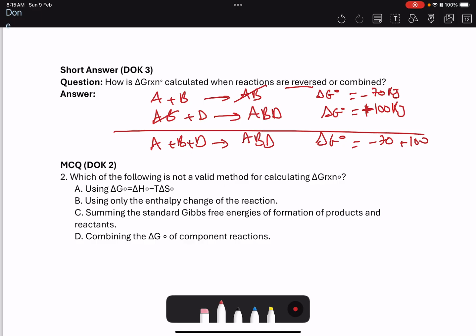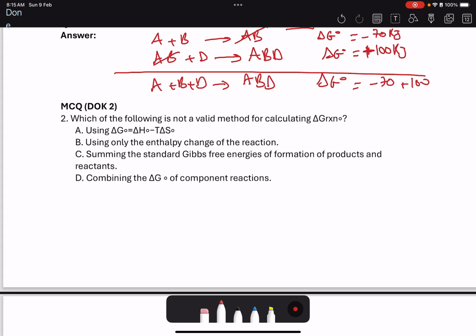Now moving on, which of the following is not valid for calculating delta G? Now this formula is always given to you in the exam. You have a formula sheet, so you have to look at the formula sheet. This formula is given. It's a valid formula to calculate delta G.